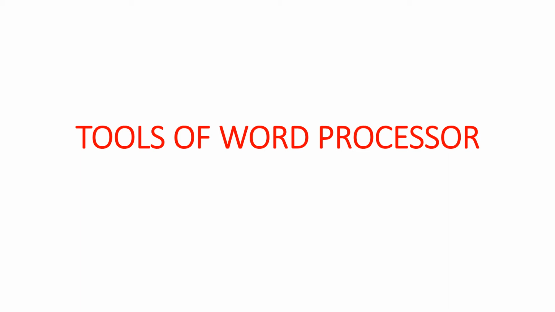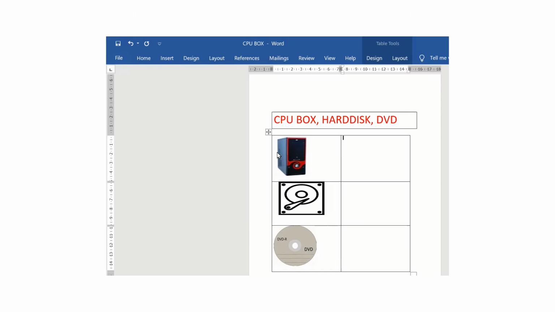So children, today we are going to continue with the chapter tools of word processor. Moving the text. That means the location of the text is changed from one place to another. In this slide, children, we will learn how to cut and paste the text. In cut and paste the text, we move the text.